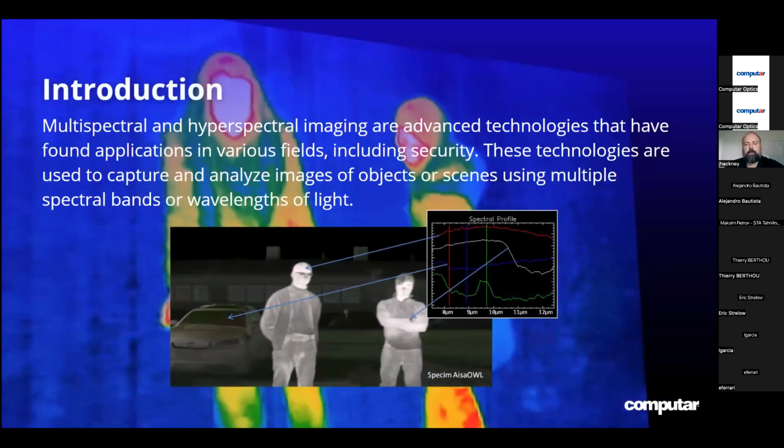So first, let's start with the introduction. Multispectral and hyperspectral imaging are advanced technologies that have found various applications in various fields, including security. These technologies are used to capture and analyze images of objects or scenes using multiple spectrum bands or wavelengths of light.